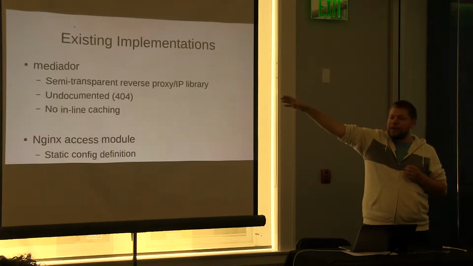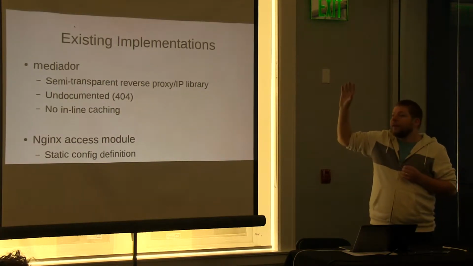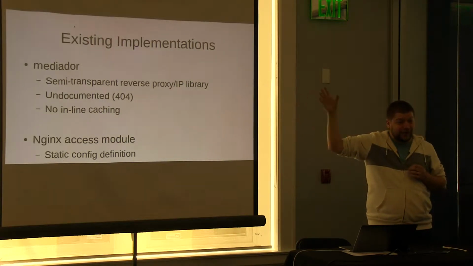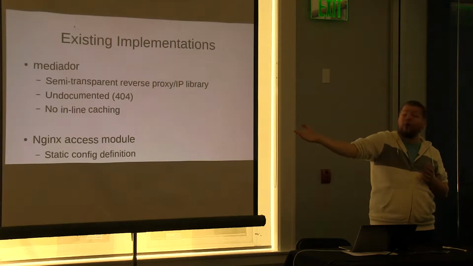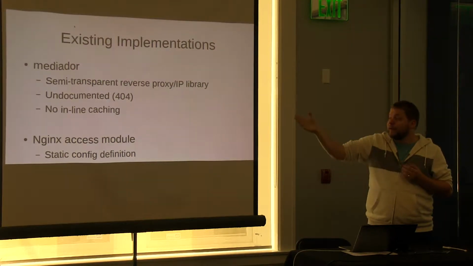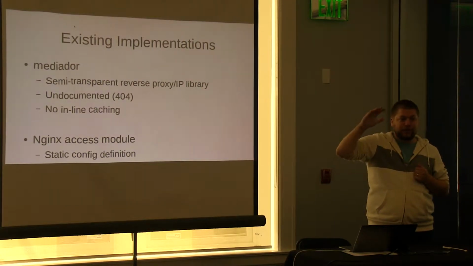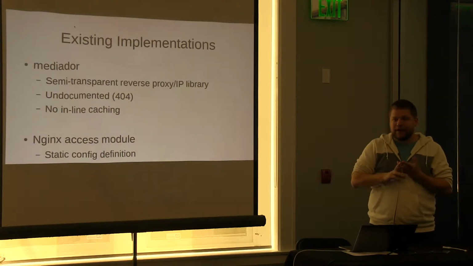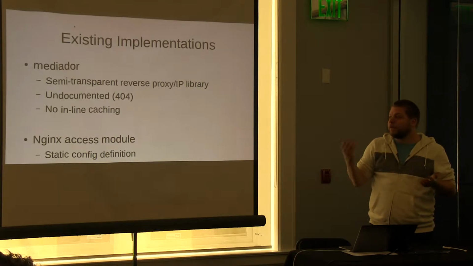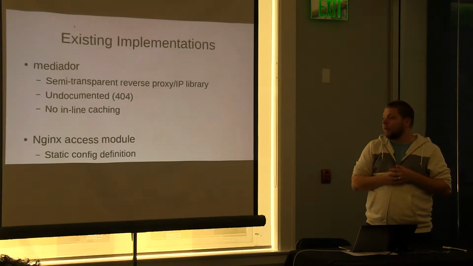One of them is a library called Mediator, which Calm uses. There are no docs that I can actually find on this. When you go to the Mediator page on GitHub, it says, please visit the doc page, and that 404s. There's no inline caching, there's no documentation, so we weren't even going to bother testing this out. Can't find the docs, can't actually find usage examples. This is something that pretty much flew under our radar right away.